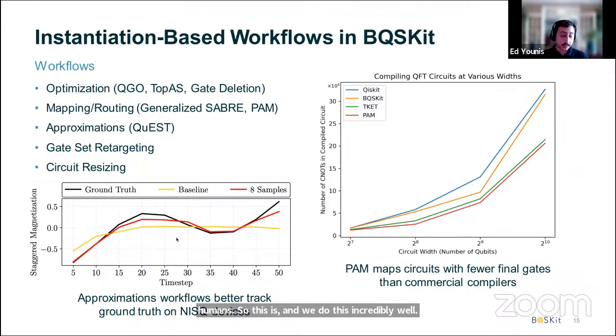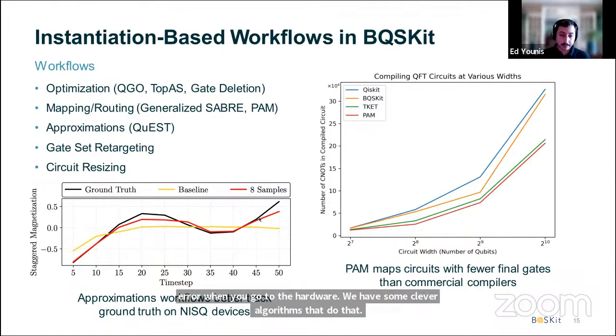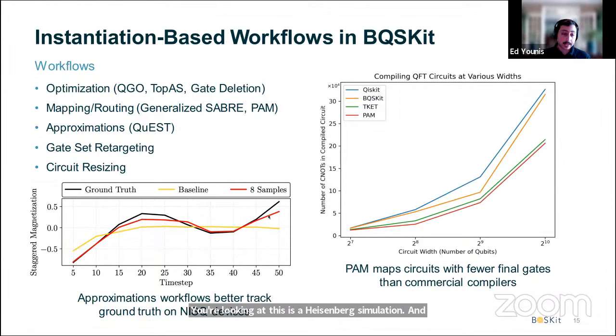Approximations is also another one. This is incredibly important in near-term computing, because near-term quantum computers have a lot of error. And there's a trade-off in how much error we allow in the program compilation, and how much we can use that extra error budget to produce better circuits that have shorter depth, but maybe higher error. There's a trade-off because shorter depth means less error when you go to the hardware. We have some clever algorithms that do that. You're looking at a Heisenberg simulation, and our approximation, this 8 sample line right here, tracks the ground truth much better than the baseline.